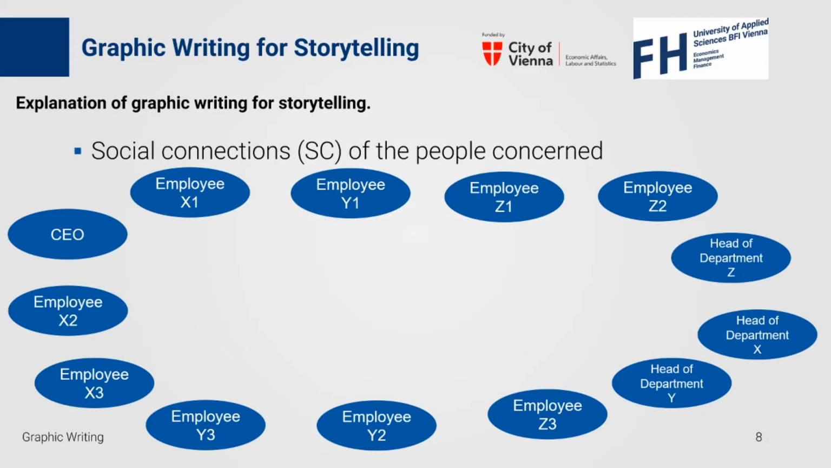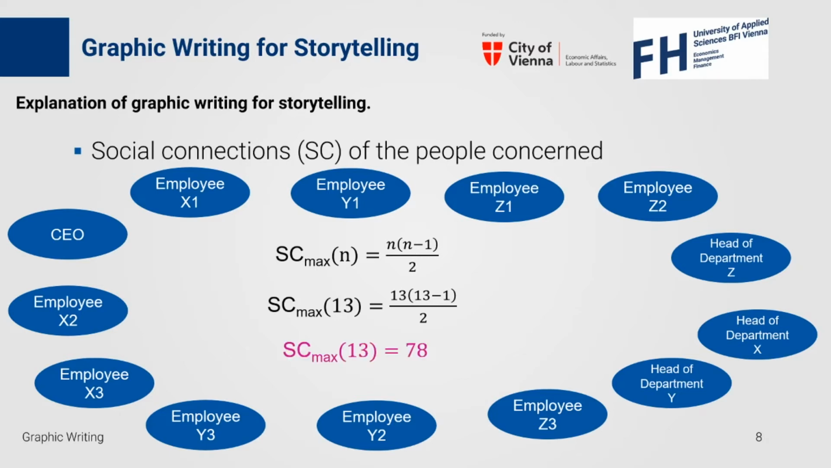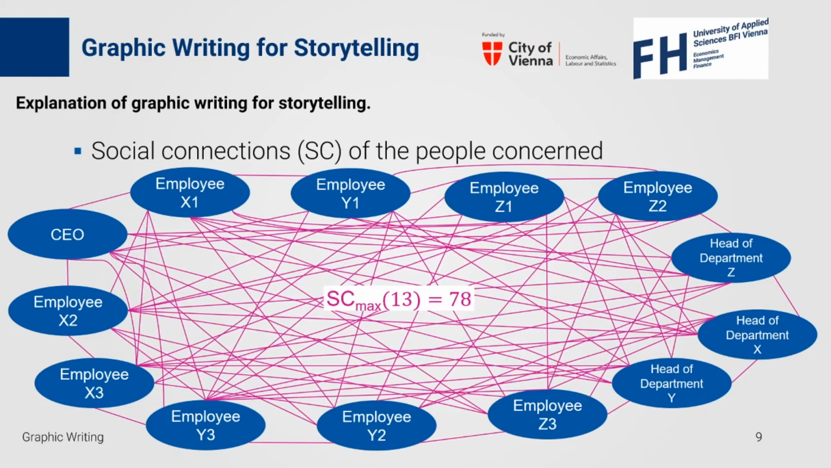We have 13 people within this example, and the social connection, if you see a social connection as a communication between two people, then you have the formula n times in brackets n minus 1 over 2. This does mean that in the case we are looking at, we have 13 people involved and there could be maximum 78 social connections, which would look like that.